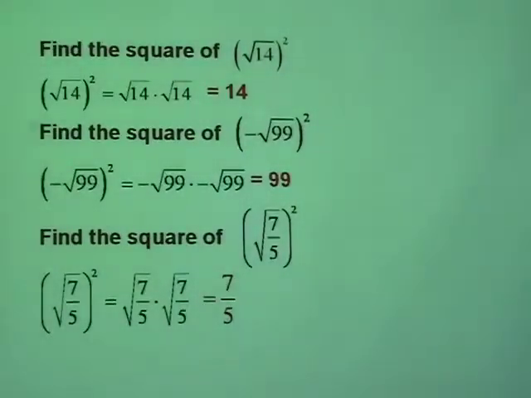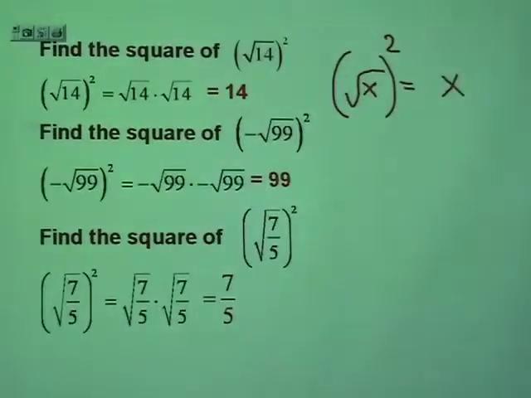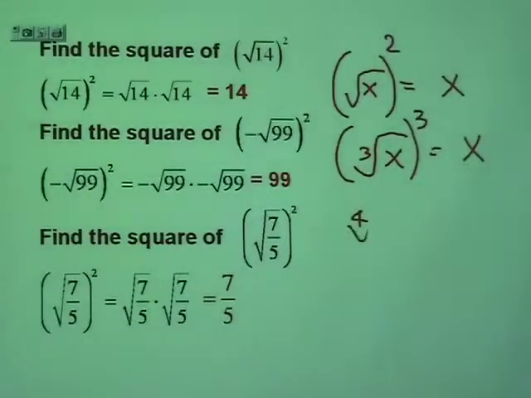One more time, let me just emphasize that. If you take the square root of a quantity and then square it, each of those operations will cancel each other. In the same way, if you take the cube root of a quantity and raise it to the power 3, those operations will cancel. That will also be x. If you take the fourth root of a quantity and raise it to the power 4, that again will be that quantity. Okay? Let's move on.